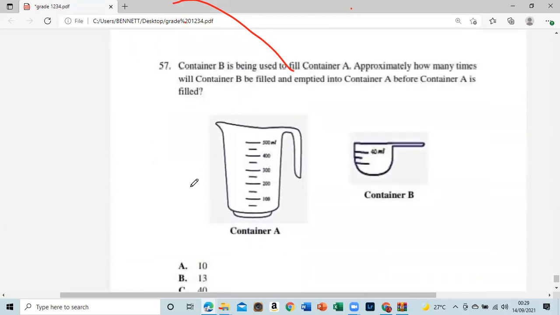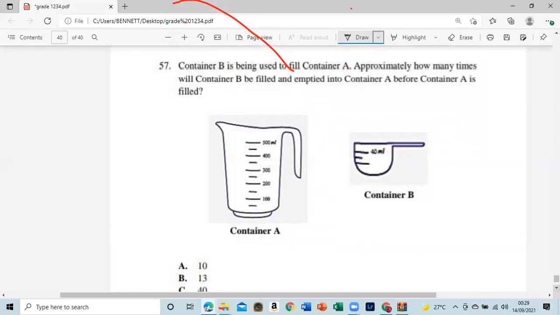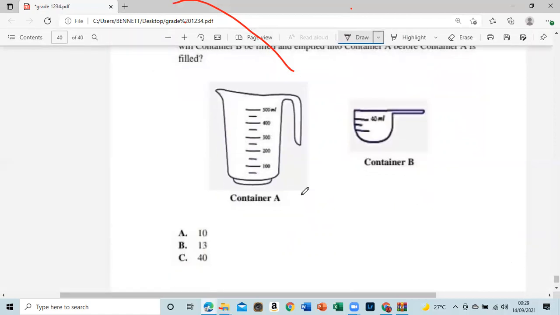57. Container B is being used to fill container A. Approximately how many times will container B be filled and emptied into container A before container A is filled? All right, so this is 40 milliliters. To fill this one, you need 500, right? So it's definitely 10 times. 10 times 40 would be 400.